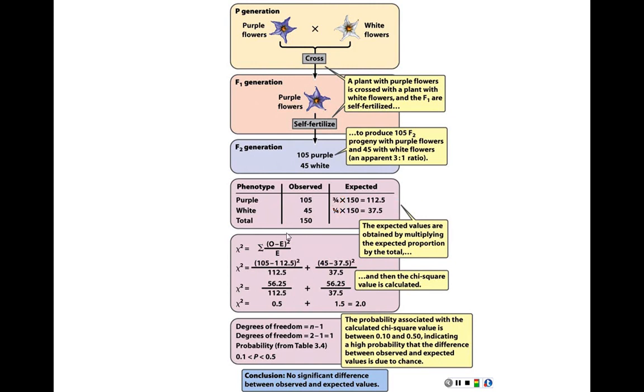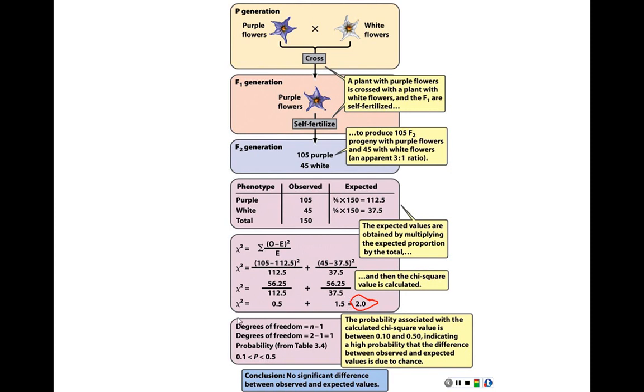The chi-square test then says, well, you take your observed, you subtract from it your expected, and you square it. And you do that as a sum for all of your data sets. So you do it for the purple, and you do it for the white. You blow through those numbers, and you generate a final chi-squared value. In this case, it's 2 with rounding and all of that. So 2 is your chi-squared value.